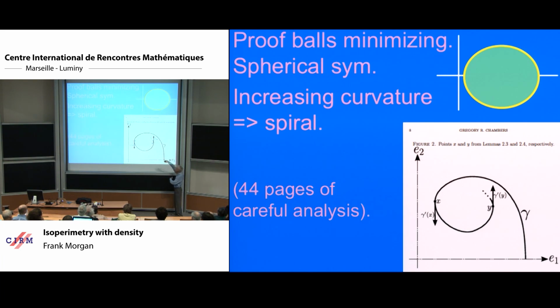It wasn't like the curvature increased monotonically. No, he had to choose corresponding points on the curve and make point-wise comparisons. The estimates were very delicate. It took some 44 pages of careful analysis. And this is often how you really solve these kinds of problems, right? By getting your hands dirty with the differential equation and hard estimates and not some abstract arguments. So that is what worked for Chambers.